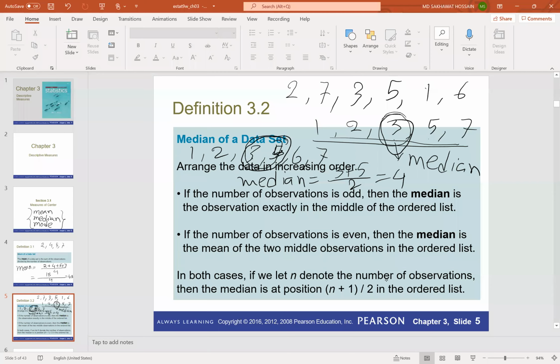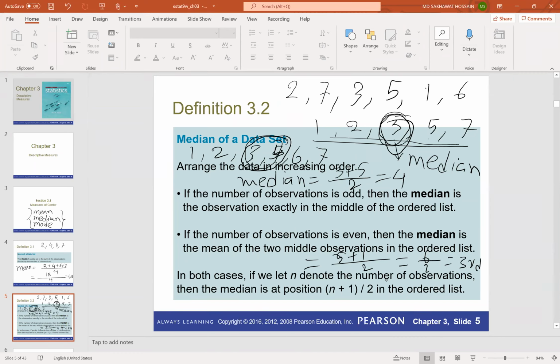Okay, so in the first case we had 5 numbers, so the position of the median should be 5 plus 1 divided by 2, so 6 over 2, so 3. So that means the third value is the median. So what is the third value? Third value is 3.